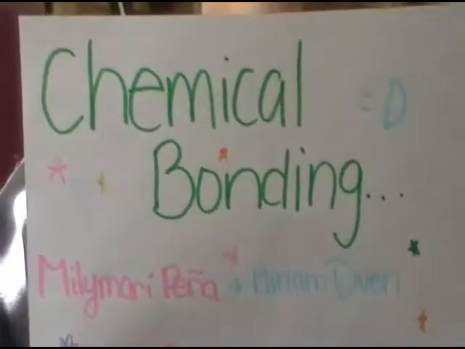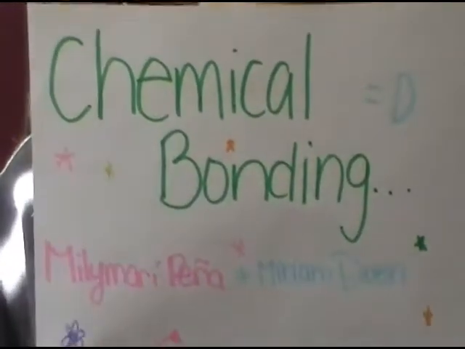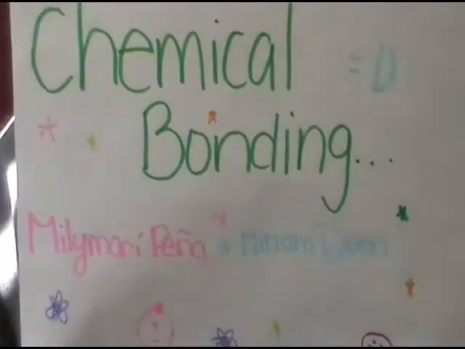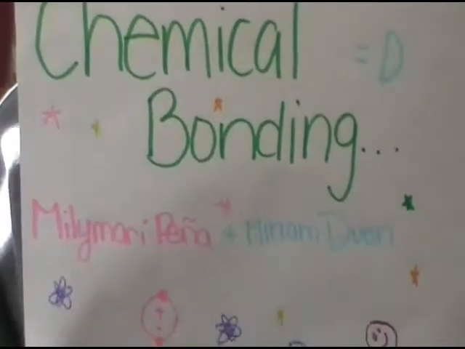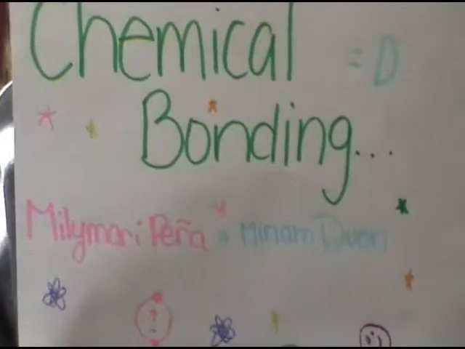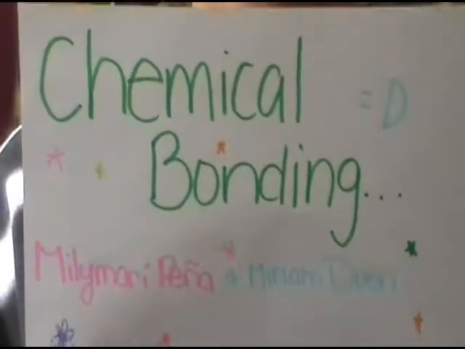Today we're going to talk about the four types of bonds of chemicals consisting of metallic bond, ionic bond, covalent network, and molecular covalent bonds.